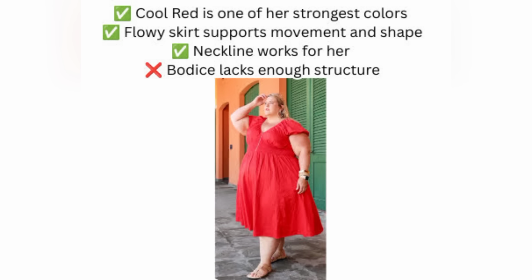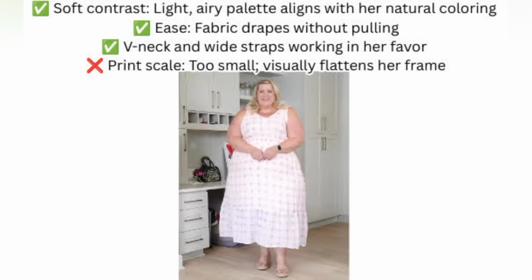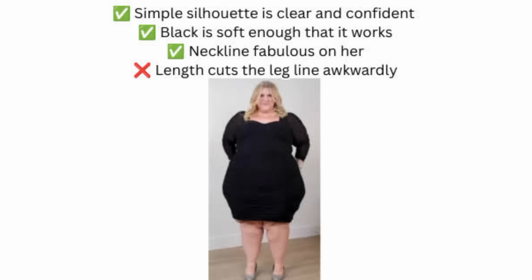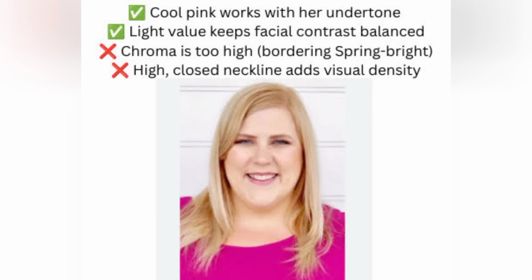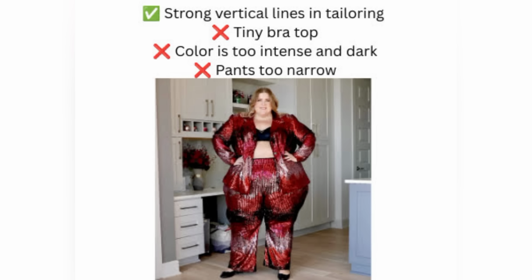This is also why Anna can successfully borrow from neighboring palettes. Because she leans cool and has a high tolerance for saturation, Anna can pull select shades from the light winter palette, particularly bright, cool jewel tones that are bright rather than heavy, not too inky or dark. In the same way, her natural vibrancy allows her to borrow from light spring as long as the colors remain vibrant and not overly warm.